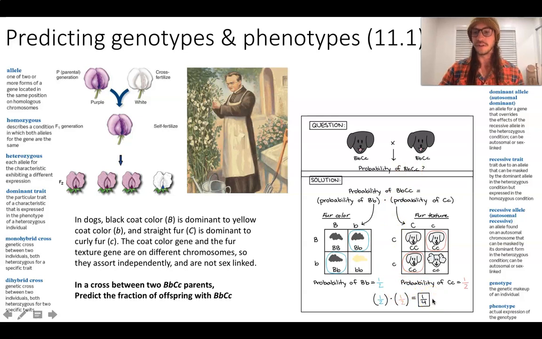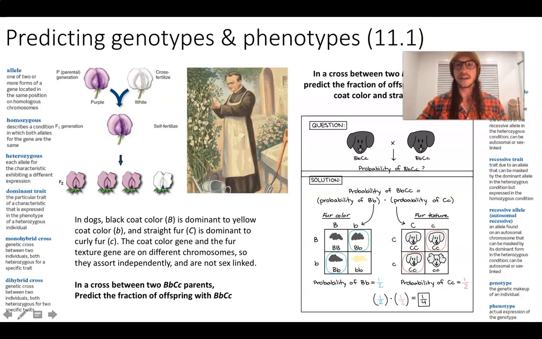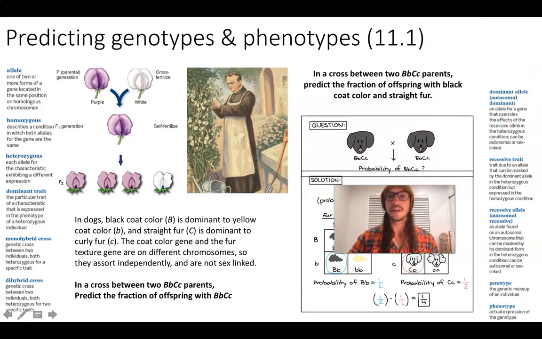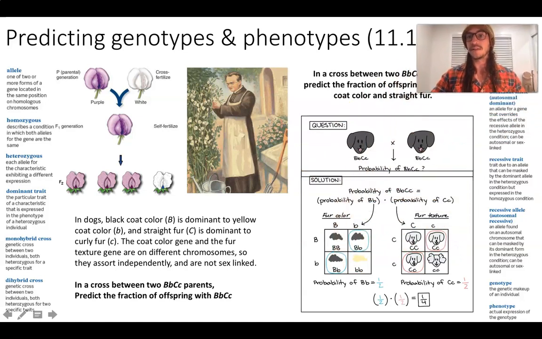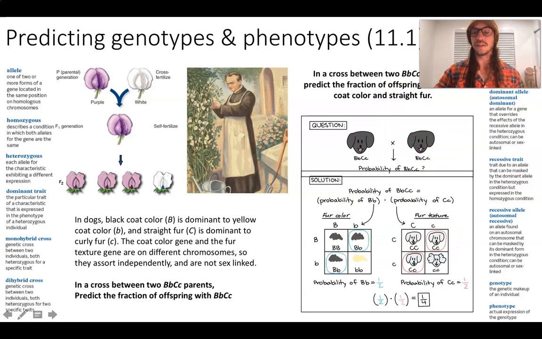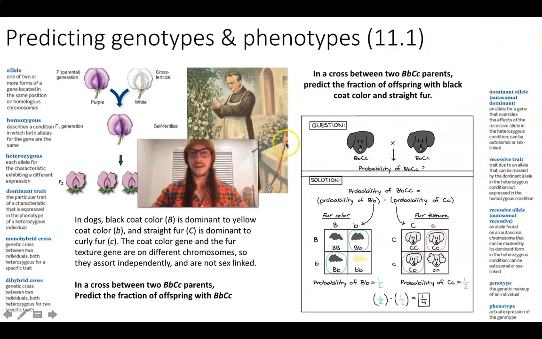Here's another question for your practice. So in a cross between, again, heterozygous parents, predict the fraction of offspring with black coat color and straight fur. So instead of it asking you what's the genotype, it's asking you what's the phenotype of this. I'll move that over here for you. So pause the video here and give that one a go.